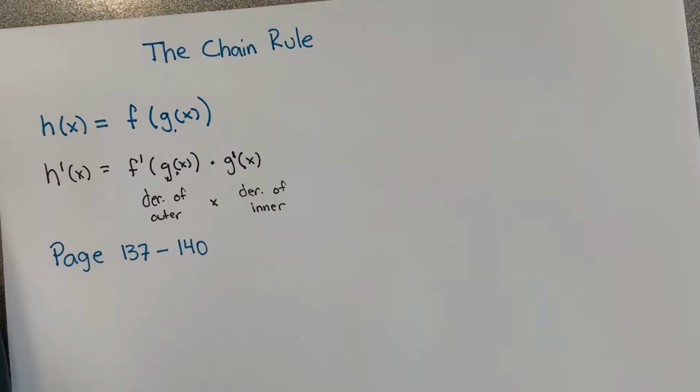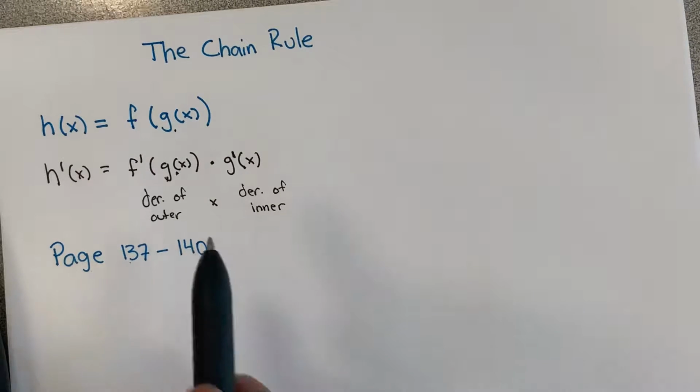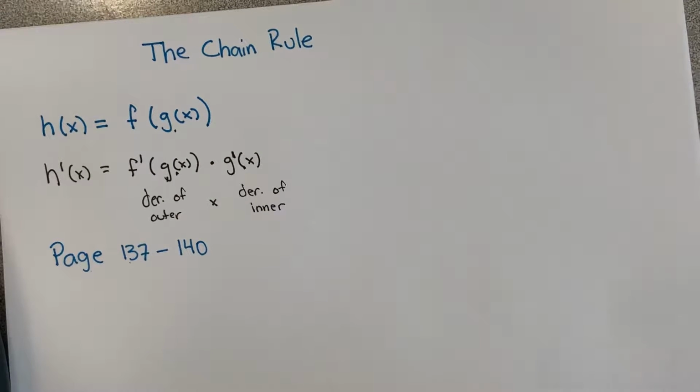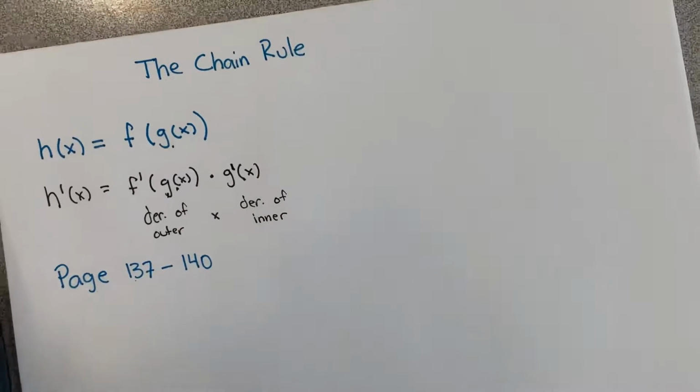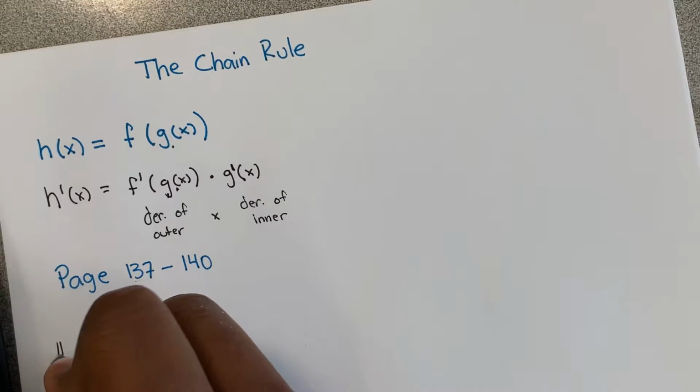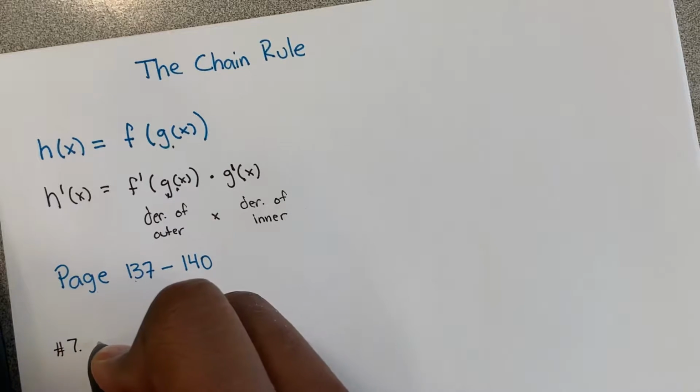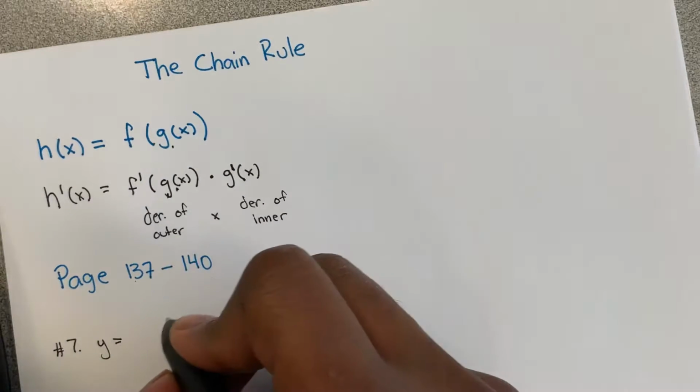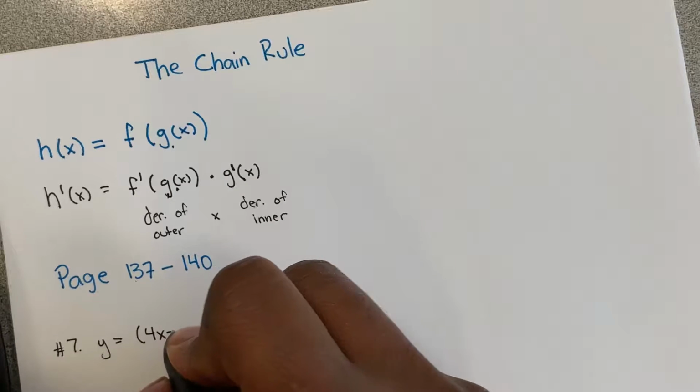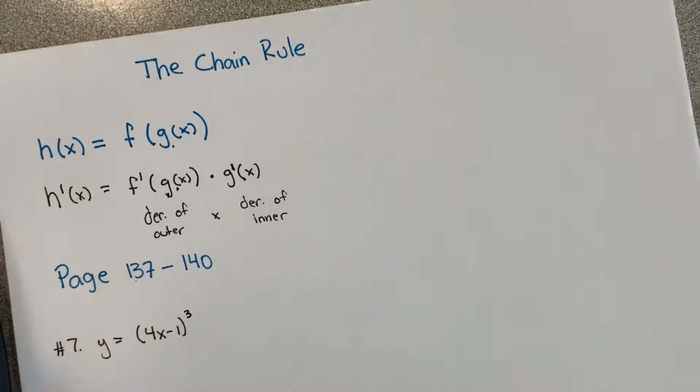We are going to work practice problems just from the textbook. We're doing page 137 through 140. We'll probably do 7 or 8 examples. The first one is, I'm doing number 7. So number 7 is y equals 4x minus 1 to the third power.